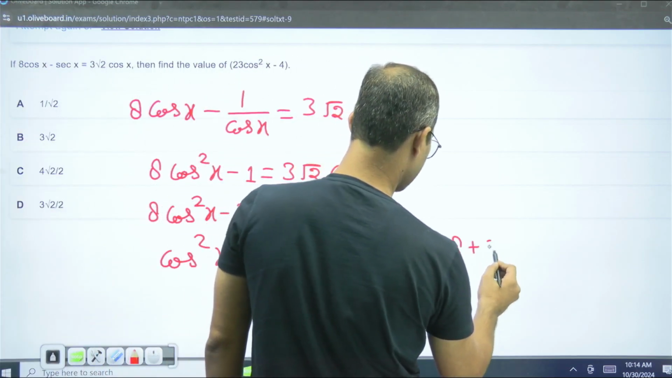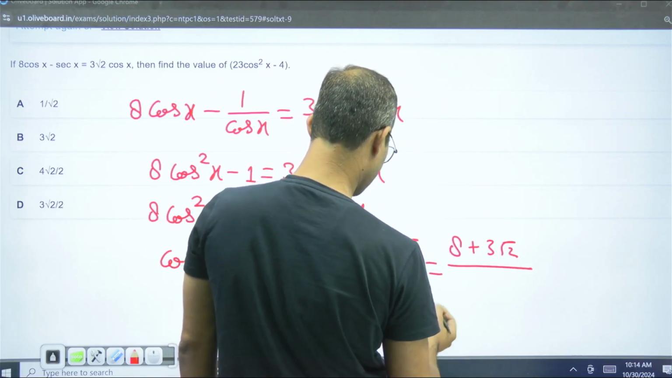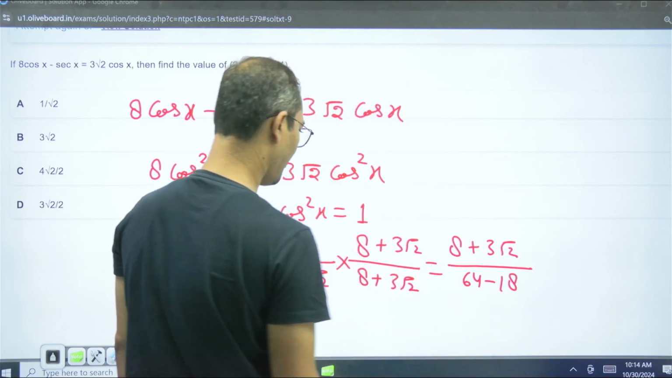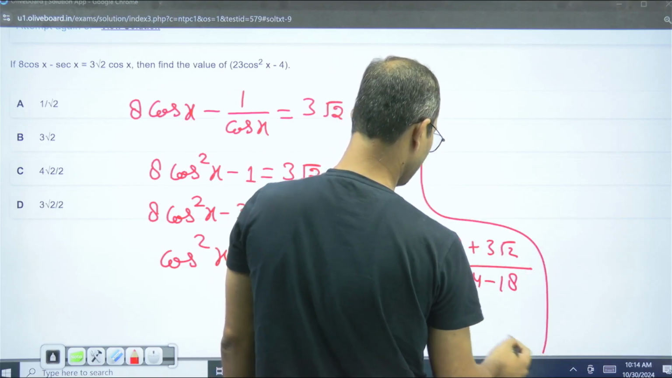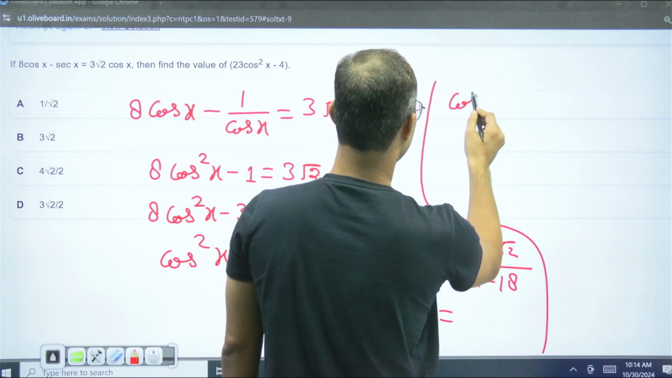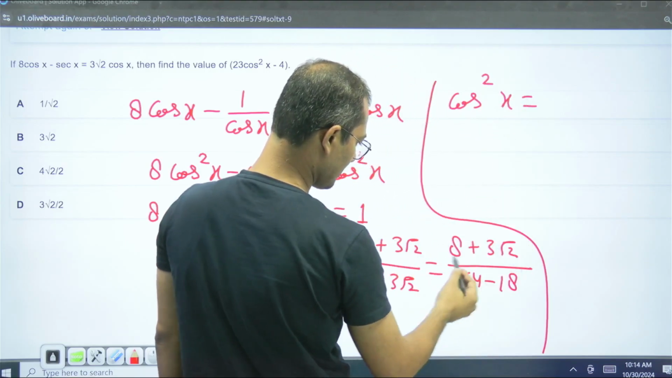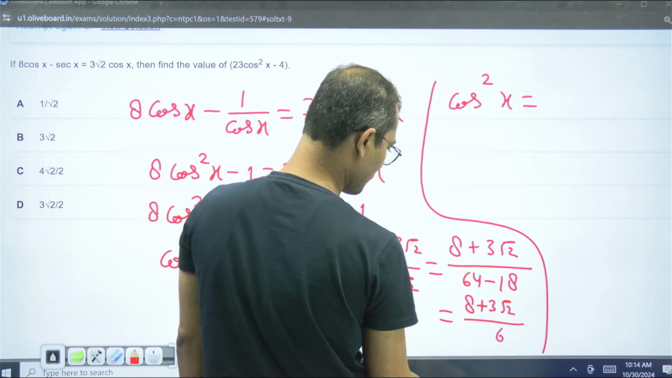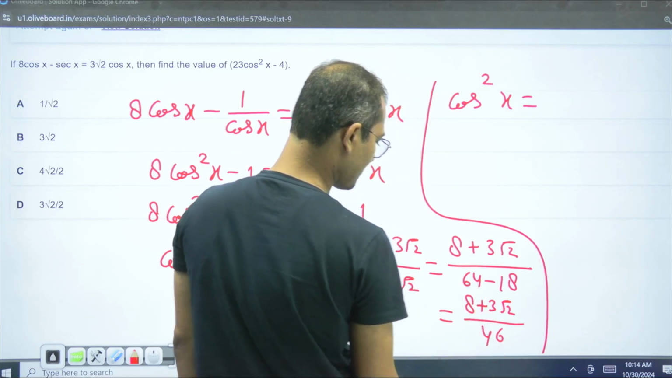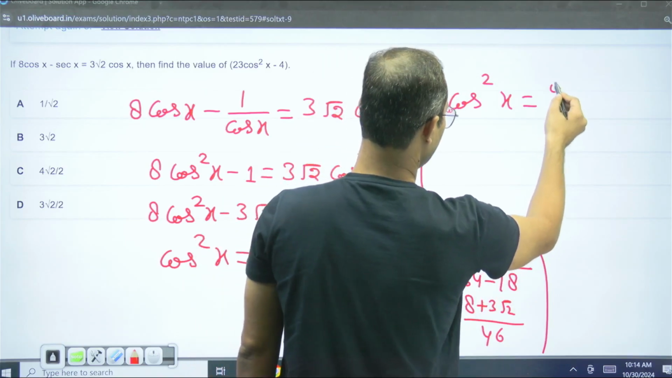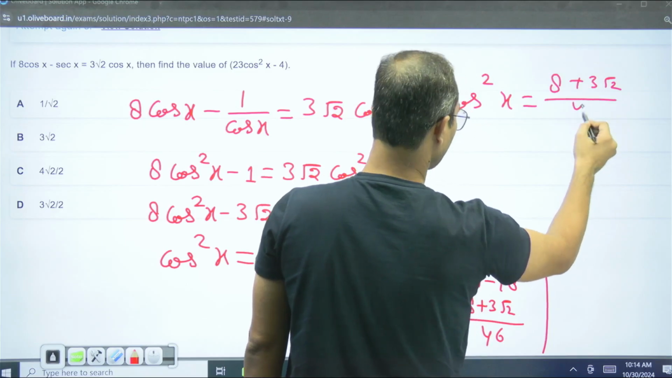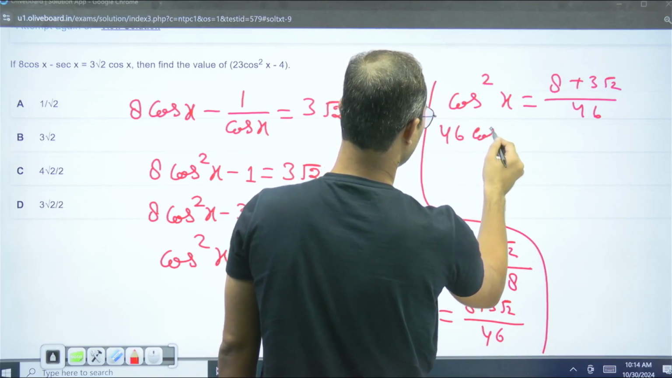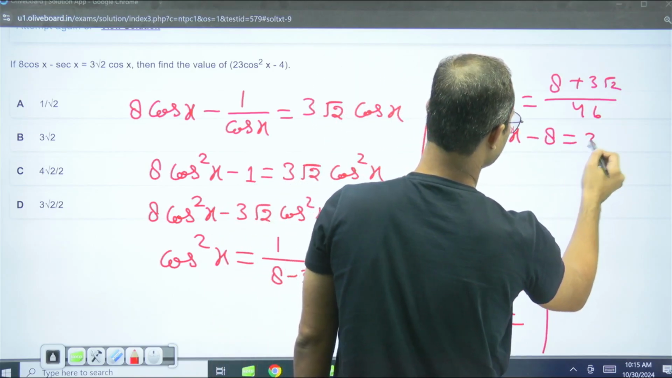So we will get 8 plus 3 root 2 divided by how much? 8 square 64, minus 18, right? Is this clear? Yes. So from here we get cos square x is equal to 8 plus 3 root 2 over 64 minus 18, right? So here we will get 46, right? So cos square x is equal to 8 plus 3 root 2 divided by 46, right? So we can say that 46 cos square x minus 8 is equal to 3 root 2, right?